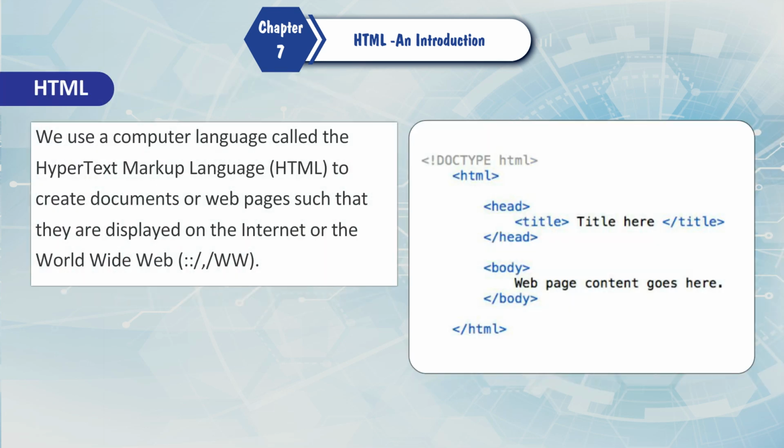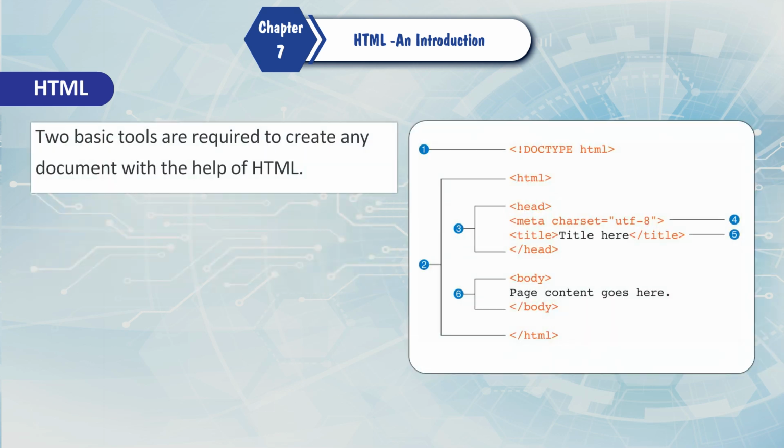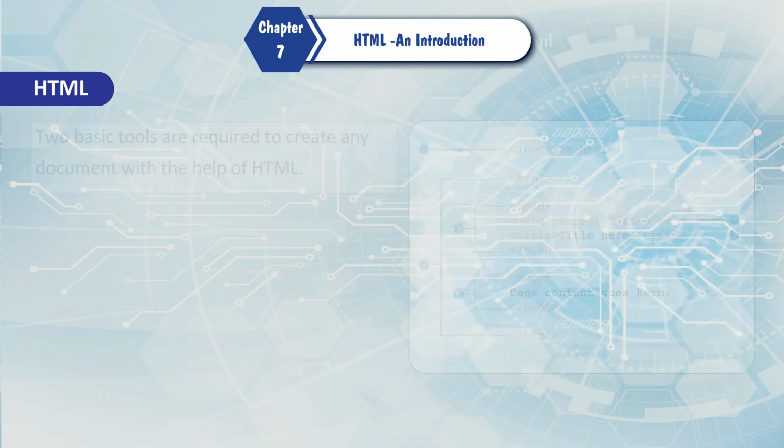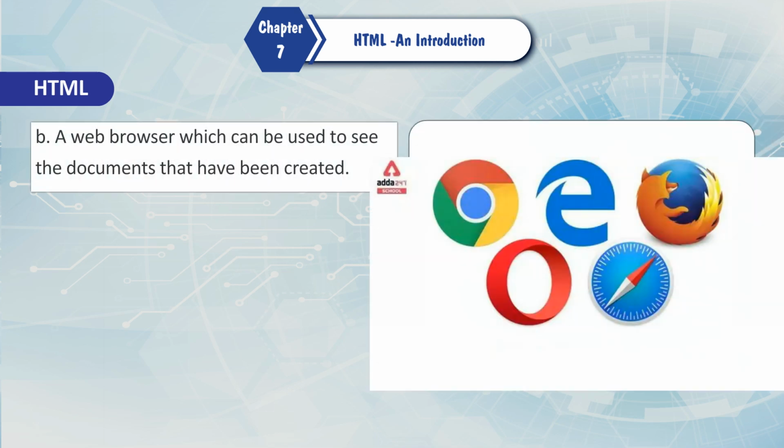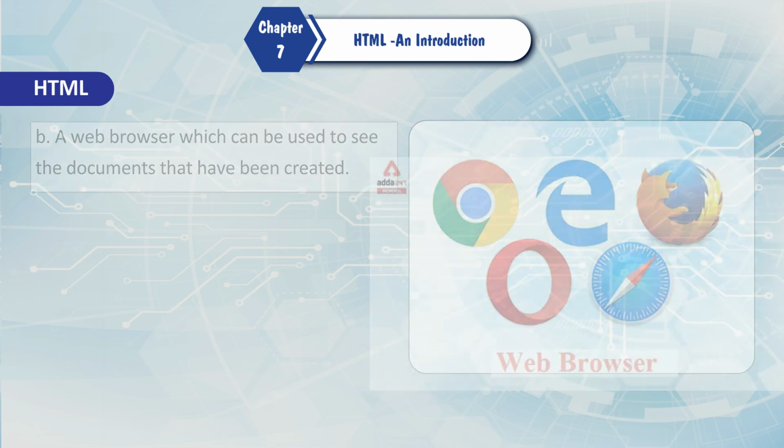HTML. We use a computer language called hypertext markup language, HTML, to create documents such that they are displayed on the Internet or the World Wide Web, www. Two basic tools are required to create any document with the help of HTML: an HTML editor with which documents can be created and saved, and a web browser which can be used to see the documents that have been created.